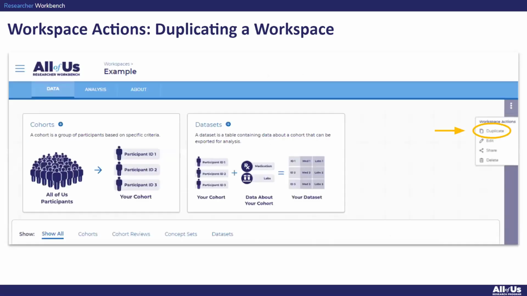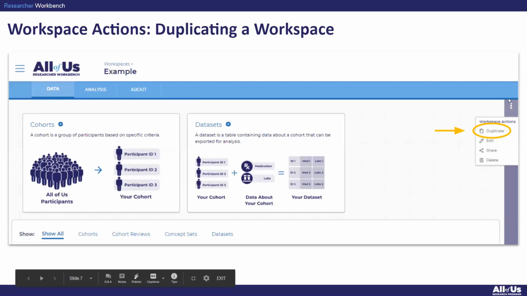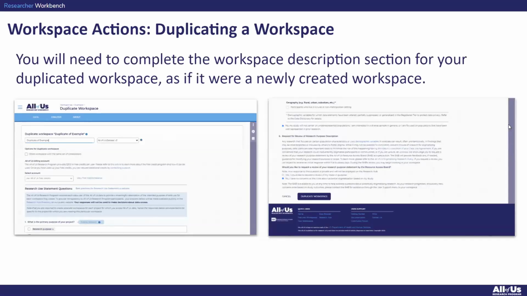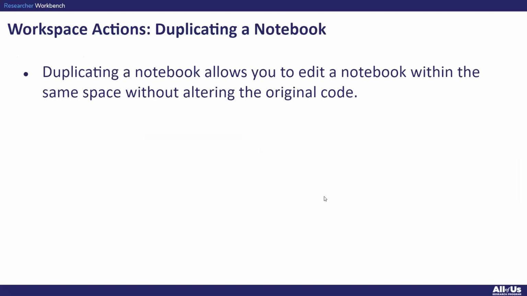So again, you'll go to the workspace landing page. You will go again to the little three snowman dots on the far right, and under Workspace Actions, you'll click Duplicate. And then like you did when you created your first workspace, you will fill out this workspace description again. And this is where you will revise the description to match the new project. And then you will click Duplicate Workspace, and then you'll want to then rename it.